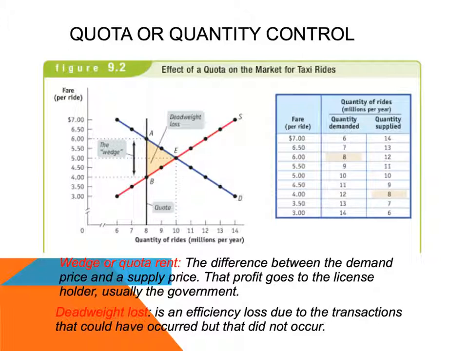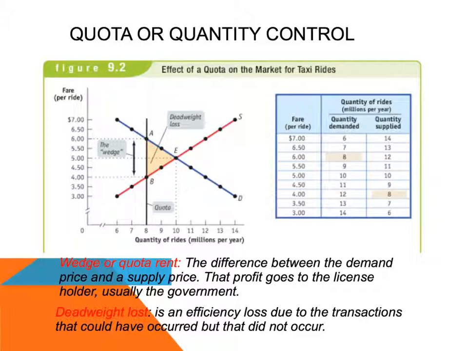So that allows for a tax wedge, which is usually just a tax that goes to the government for giving certain taxi drivers a license to drive the taxis. However, there is going to be an efficiency loss, also known as a deadweight loss, which is due to the transactions that could have occurred but that did not occur. In this case, the deadweight loss would be represented by this triangle because all these consumers would have liked to get the taxi rides, and all these firms would have liked to supply the taxi rides, but they can't because there's a quantity control, and that's why we have the deadweight loss.